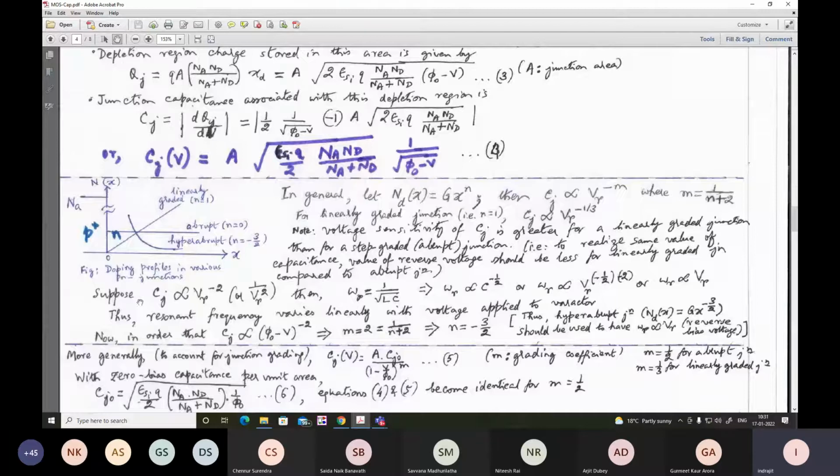With n equal to 0 for the abrupt graded junction, we know that Cj is proportional to Vr to the power minus 1 by 2. And for the linearly graded junction with n equal to 1, Cj is proportional to Vr to the power minus 1 by 3. You can easily find out, suppose the reverse bias voltage is 8 for both, the capacitance that happens for the linear graded junction. Mentally you can calculate.